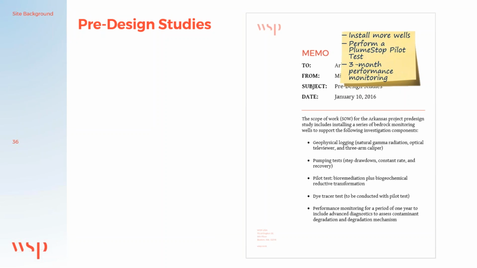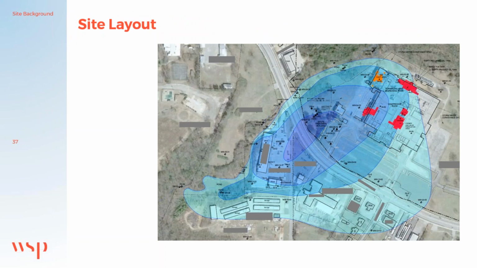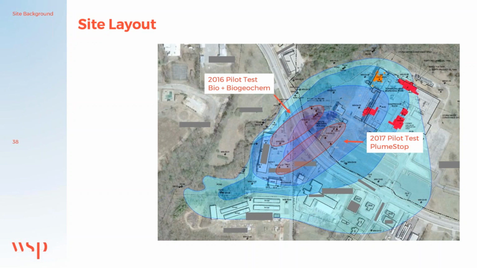All right, so this is a site map showing the plume distribution. The pilot tests were conducted in these adjacent areas. A couple of things to note here. For the 2016 pilot test, the Bio plus Biogeochemical pilot test, the amendments were injected through OW2. You'll be able to see it clearly in the next couple slides. It was not through IW1, which is intuitively what you would think. IW1 didn't have sufficient sustainable yield to perform the injections. The yield of the site was probably less than a gallon a minute.